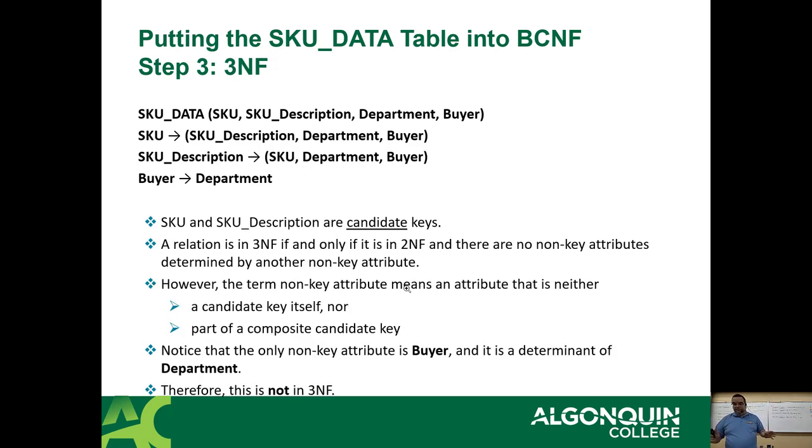Nothing too weird there. So to get into third normal form, the SKU and the SKU descriptions are candidate keys. The relation's in third normal form only if it's in second, and there are no non-key attributes determined by another non-key attribute. In other words, there's none of these transitive dependencies. Right now, we do have a transitive dependency.